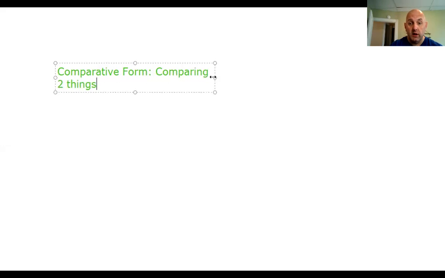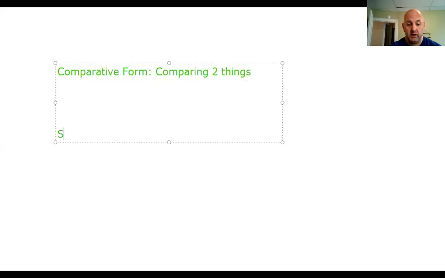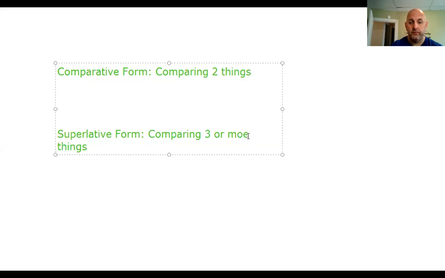When I use the superlative form, how many things am I comparing? I am comparing 3 or more things. So when I'm only talking about 2 things, I'm going to use the comparative form. When I'm talking about 3 or more things, I'm going to use the superlative form. The second thing I'm looking for is how do the adjectives or adverbs change when I use these forms?